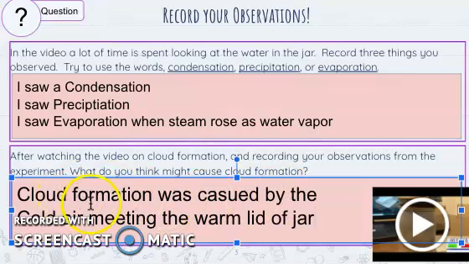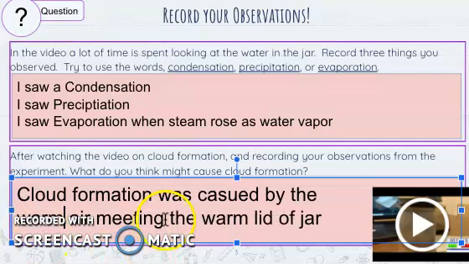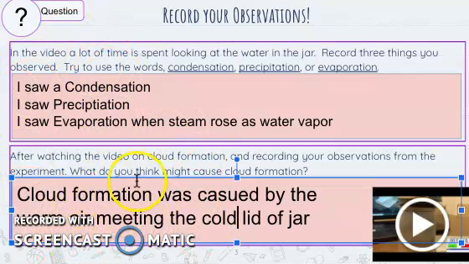All right, so when cold moist air meets warm air, no, sorry, the opposite. Cloud formation was caused by the warm air meeting the cold lid of the jar. And that's what happens. Water droplets evaporate into the air, they go into the sky, and when the sky gets really cold, then they condense into a cloud. So those are the kind of answers we're looking for.